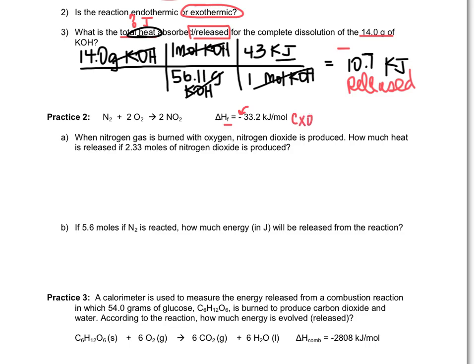Hopefully we all caught on to that, right? The negative sign tells me it's exo. So that means the energy is a product. So what I would do is I would write it back in here, right here. So plus, remember it's always positive when we put it into our reaction, and that's going to be plus 33.2 kilojoules.